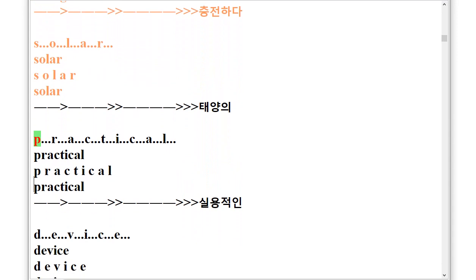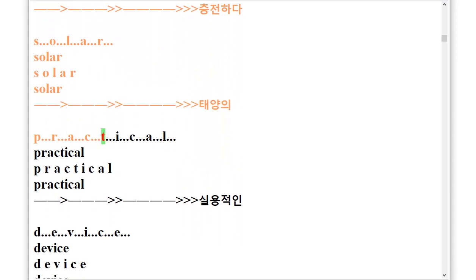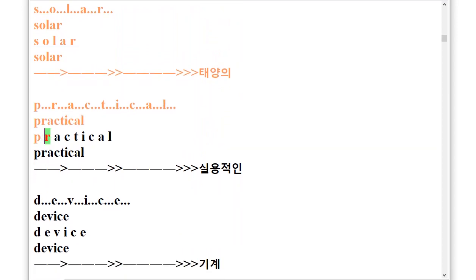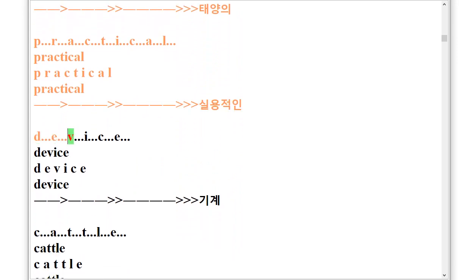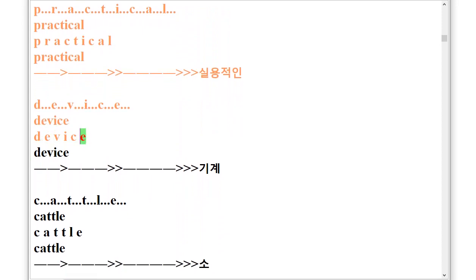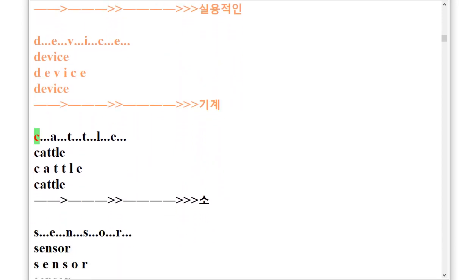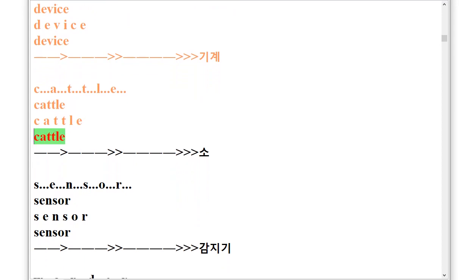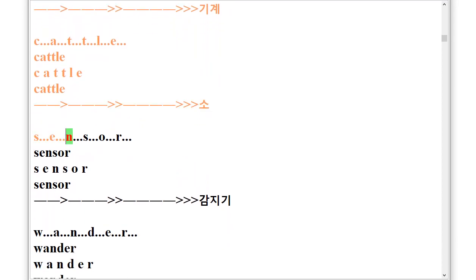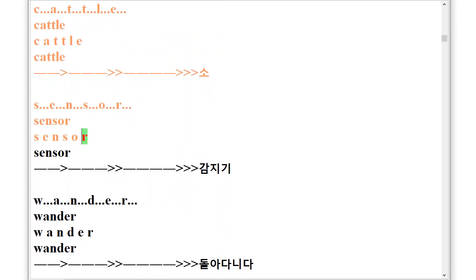Practical. P-R-A-C-T-I-C-A-L. Device. D-E-V-I-C-E. Cattle. C-A-T-T-L-E. Sensor. S-E-N-S-O-R.